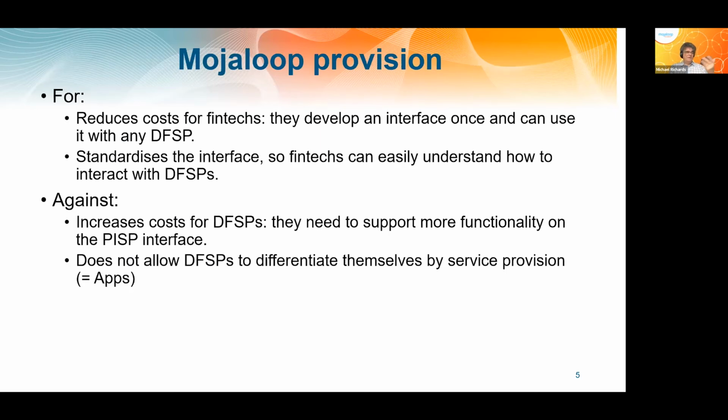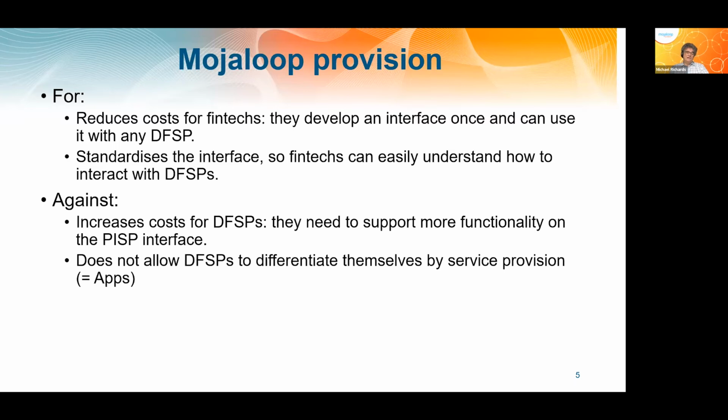So if Mojaloop provides it, it reduces the cost for fintechs. They can develop an interface once and use it with any DFSP. It also standardizes the interface, so fintechs can easily understand how to interact with DFSPs. On the other hand, it increases costs for DFSPs. They need to support more functionality on the PISP interface, even if they don't actually provide that service. Even if they don't have customers who want that service.